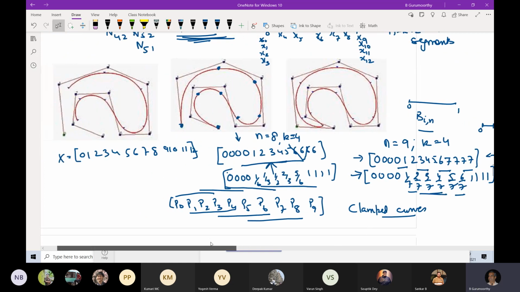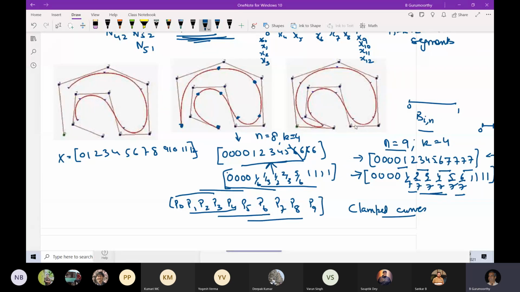The middle curve here is the one that corresponds to this knot vector that we have defined, where the last 4 and the first 4 repeat. So for the given control points, 10 control points, remember we had made a mistake in the counting last time. This is the knot vector that corresponds to the case here, where k is 4 and n is equal to 9, and that's the number of segments that you get.